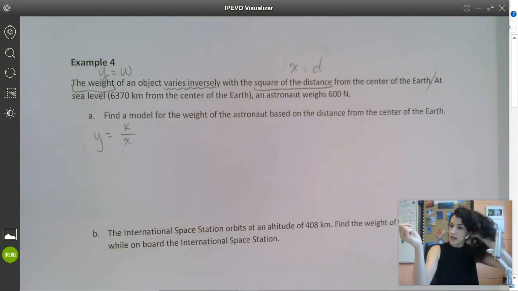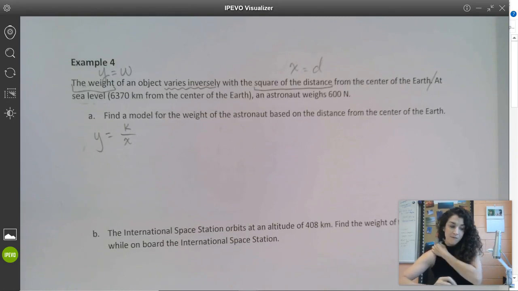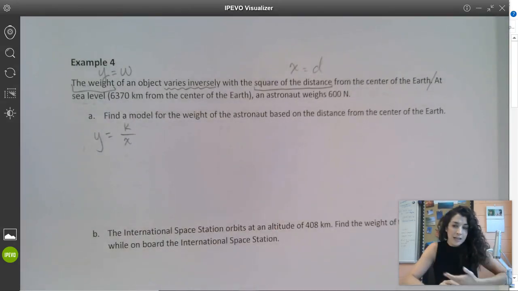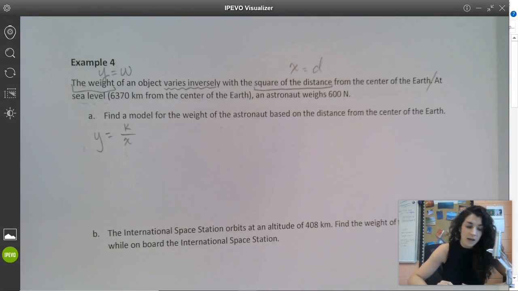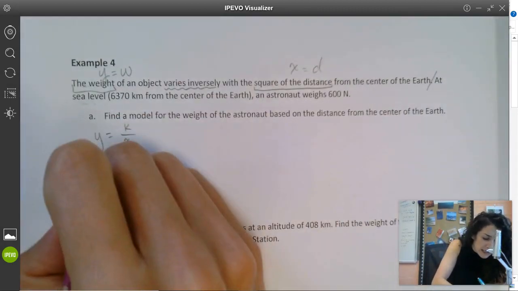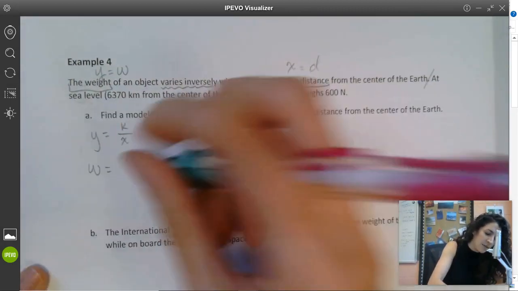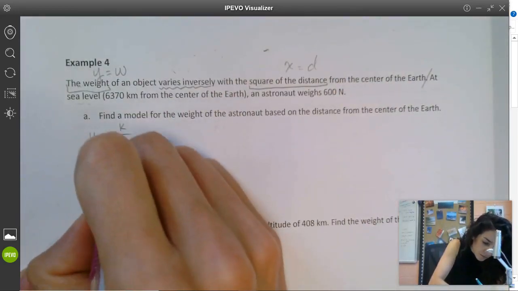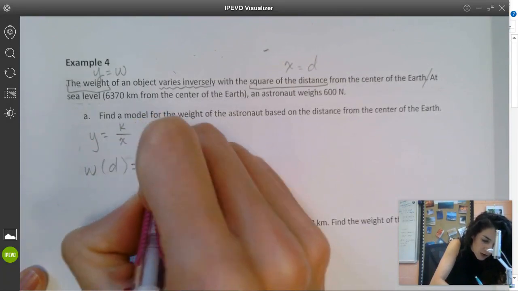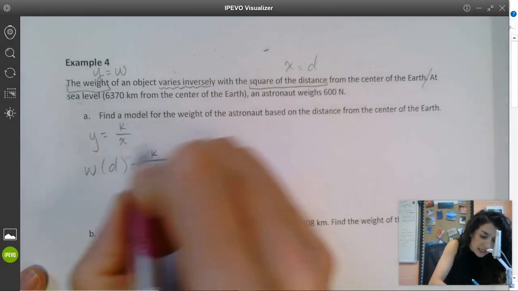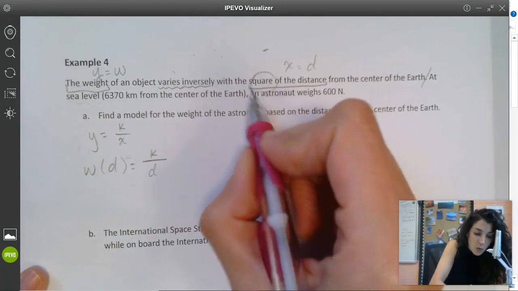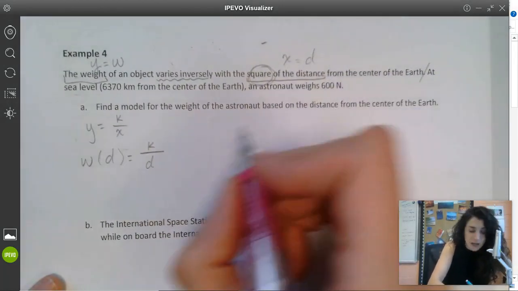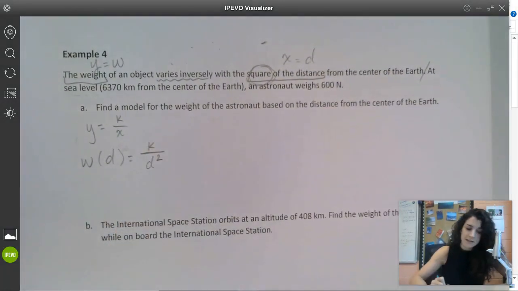I just think it's helpful when we start dealing with word problems to have variables that look like they should go with what it is. W should go with weight. D should go with distance. I think it helps us keep stuff straight. So I go back in and I say W equals K, and I'll say W as a function of D equals K over, and then we have D in the denominator, but it does say the square of that. So just like direct variation, I'm going to square that distance.